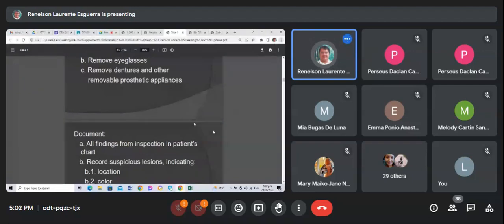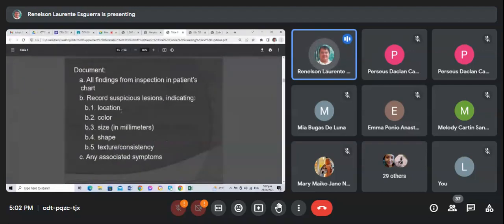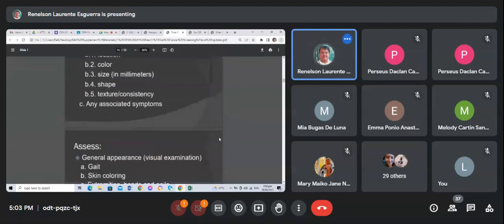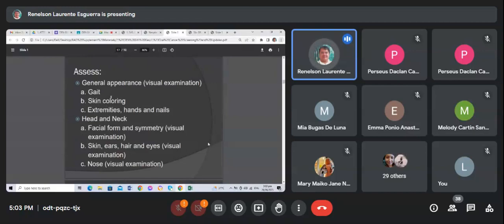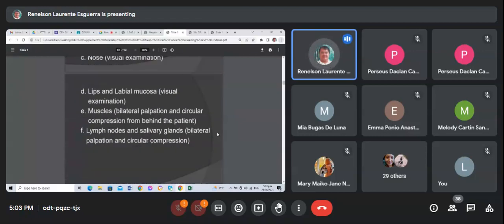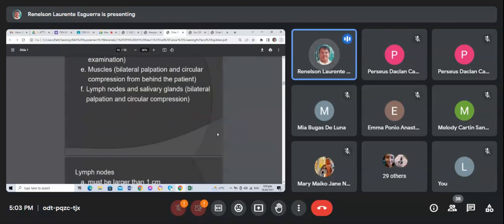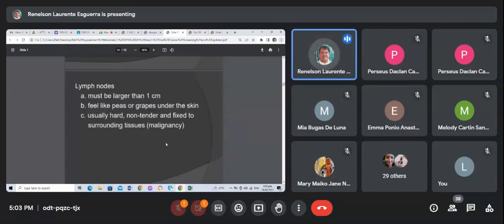Document all findings, record suspicious lesions indicating location, color, size, shape, texture, and consistency, and ask for associated symptoms. Assess the general appearance: skin coloring, gait, the way the person walks or sits or stands up, extremities, head and neck area, lips, muscles of the face, lymph nodes, and salivary glands. If you are going to palpate the lymph nodes, they must be larger than 1 centimeter for you to be worried about them. They feel like peas or grapes under the skin, and are hard, non-tender and fixed. When you try to palpate it, it does not move.